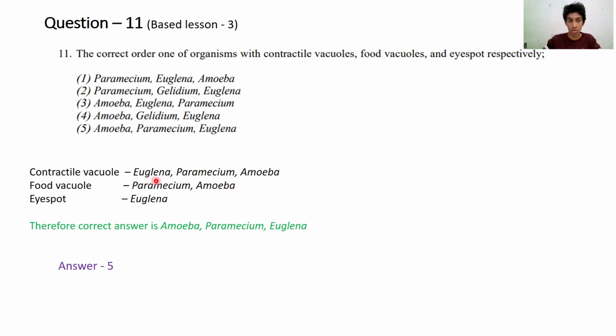That's because they are mixotrophs. And eyespots are unique to Euglena. Therefore, accordingly, the correct answer is Amoeba, Paramecium, and Euglena. Therefore, the correct answer is 5.